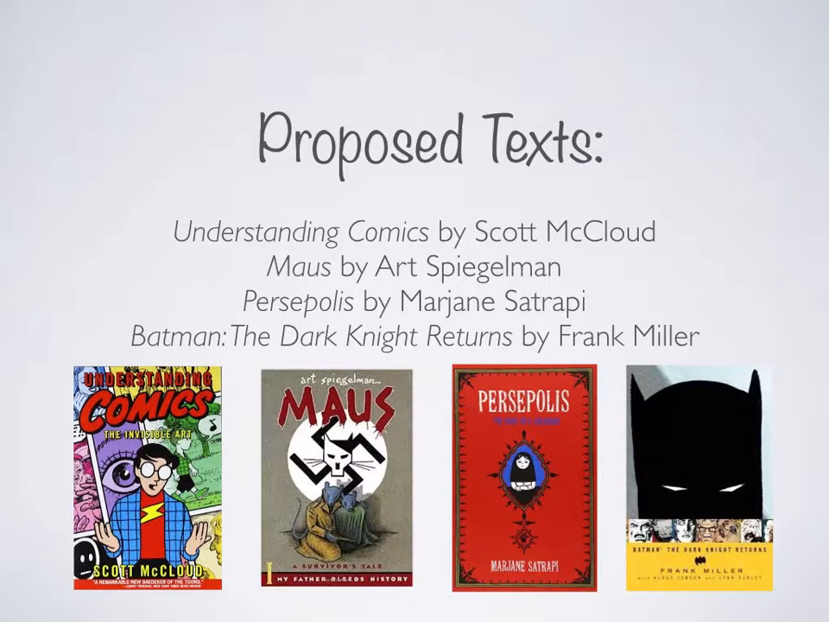Lastly, the 4 proposed texts are Understanding Comics, which I've already discussed, Maus, which was just touched upon, and again is the story of a Holocaust survivor, Persepolis, a coming-of-age story of a young girl growing up in Iran during and after the Islamic Revolution. That novel deals with Satrapi's struggle with her personal and cultural identity and Iran's political issues.